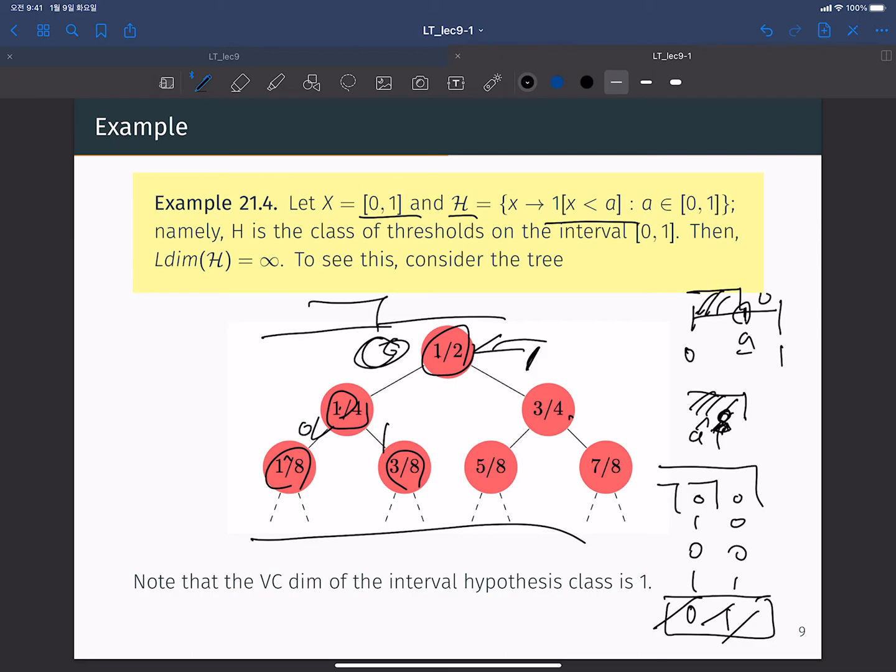So we can easily show that the L dimension of this very simple hypothesis class, of which the VC dimension is 1, is infinite. So this is a very nice example that can explain that in some cases, L dimension is much bigger than VC dimension.